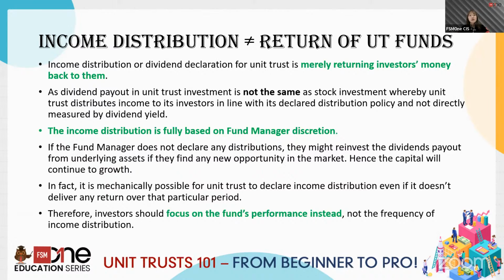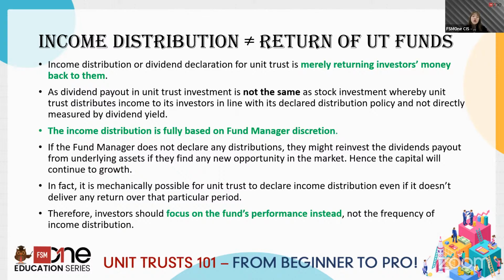So next, this slide is about income distribution is not equal to the return of the unit trust fund. Generally in FSMOne, if there is any income distribution in the unit trust, it will be reinvested in the units of the relevant fund. So why in this slide I mentioned that income distribution is not equal to the return of the unit trust fund? Let me share with you further the mechanism of the income distribution for unit trust first before we dive into that deeper.